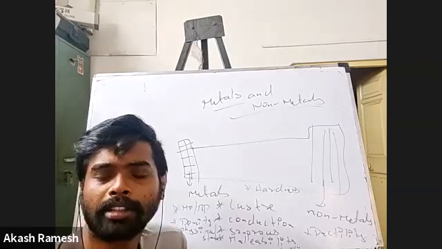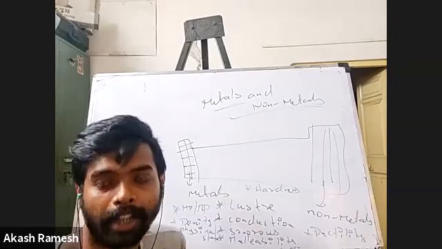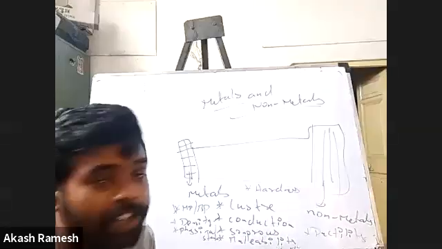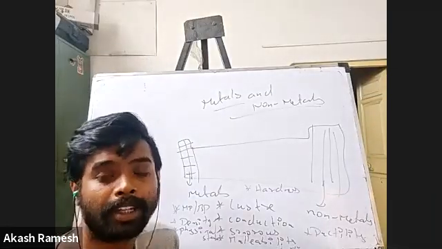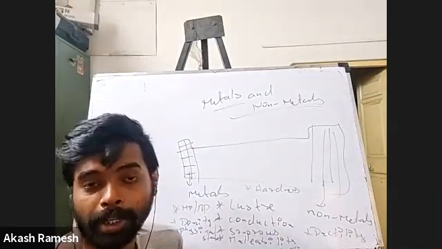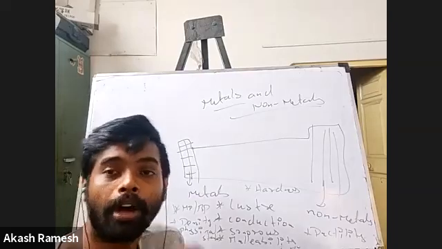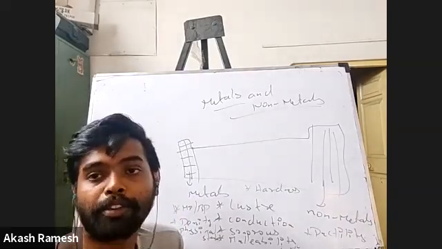Lithium, sodium, potassium. All these are soft metals, and they can be cut with a knife. Correct. Though that comes in hardness also. Generally, metals are hard, right? But these potassium, lithium, and sodium, all these can be cut with a knife. They are very soft metals, right? So that is again an exception.